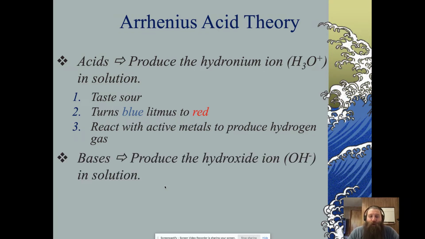Now, an Arrhenius base has to produce the hydroxide ion in solution. So let's break this down. Water has to be present, and OH minus has to be able to be formed. And so in the naming video, I said, hey, if you see a compound that ends in OH, assume it's a base. This is why. Arrhenius tells us if you have a hydroxide ion in solution, then you've got a base.